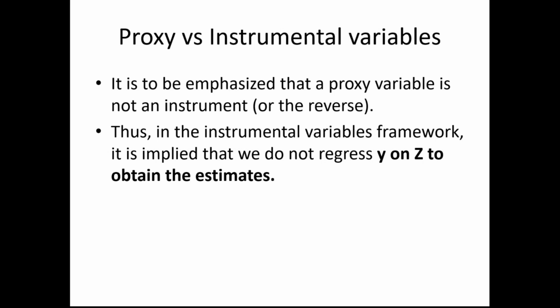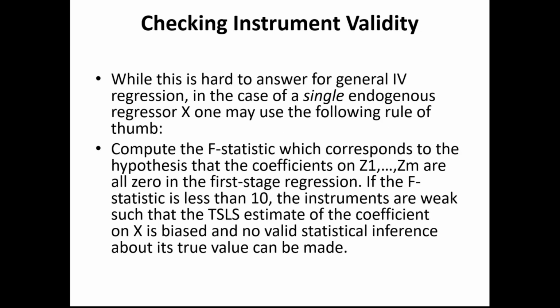Thus, in the instrumental variable framework, it is implied that we do not regress y on z to obtain estimates. Now, this is very important. Now, how do we check instrument validity? Because instrumental variables are just something that are generated by you. You will come to know. So keep in mind what I have talked about. Keep in mind this concept of a general instrument. They write it as IV. This is not 4, it is IV, which is instrumental variable.